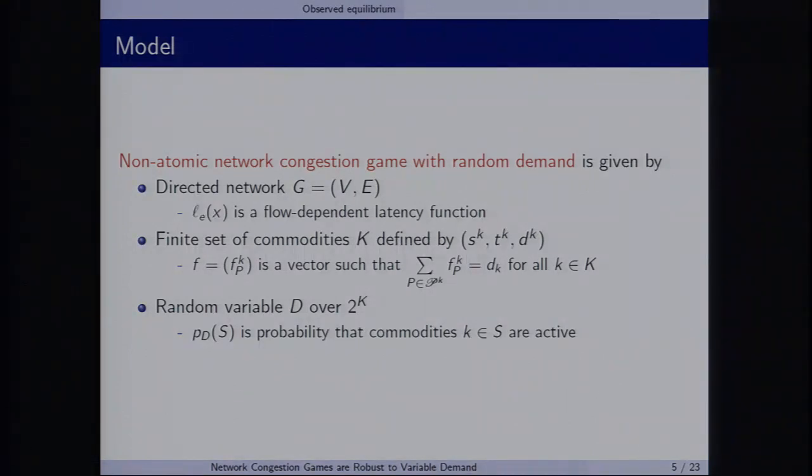Then the third ingredient, this random variable, and we suppose that this random variable is defined over the set of all subsets of commodities. The idea of this random variable is that it selects a subset of commodities, and those are the commodities that are actually playing the game. They're actually going to travel throughout the network. So the probability of S is the probability that only commodities K in S are active. In each and every round, a subset of commodities might be selected for travel.